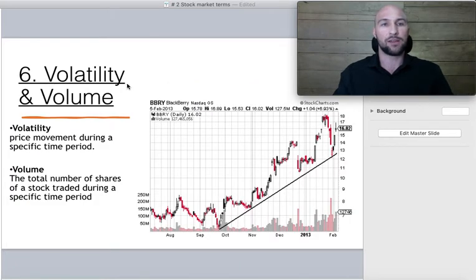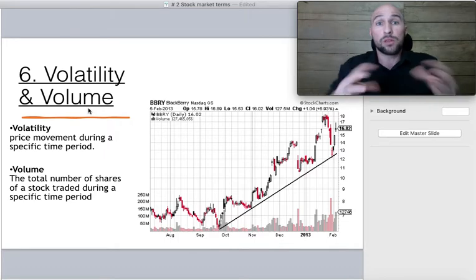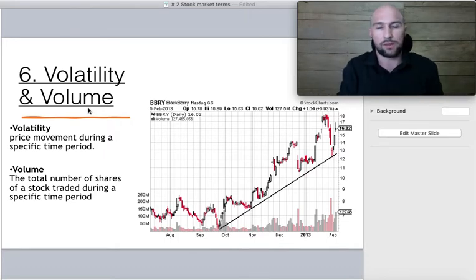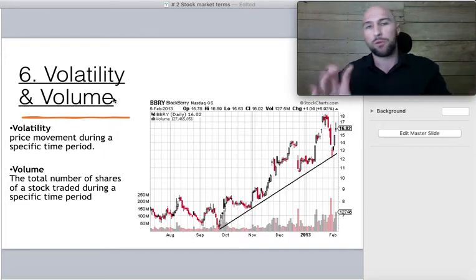Next is volatility and volume. Now, all these terms, I put them together because they were interesting to me. It's not to say that these are all the stock market terms, but at least it will give you a step forward. Let me put it like that. So volatility and volume, a lot of people confuse the two.